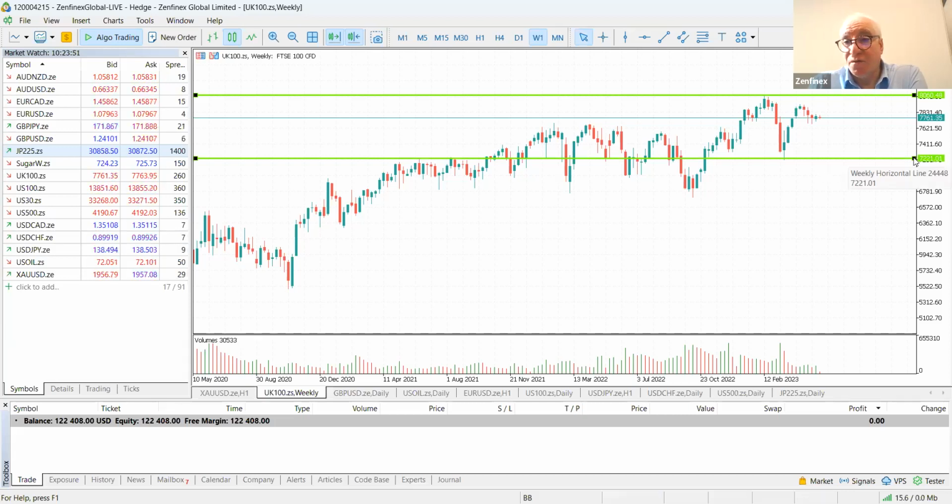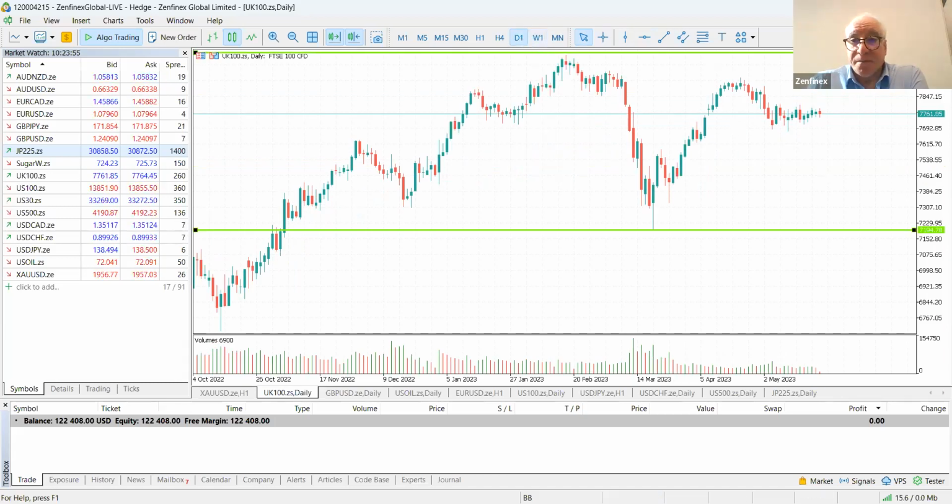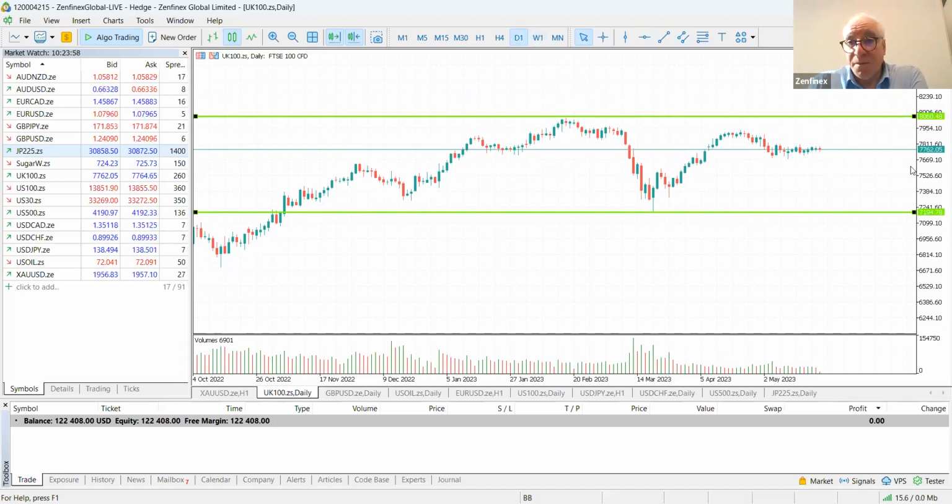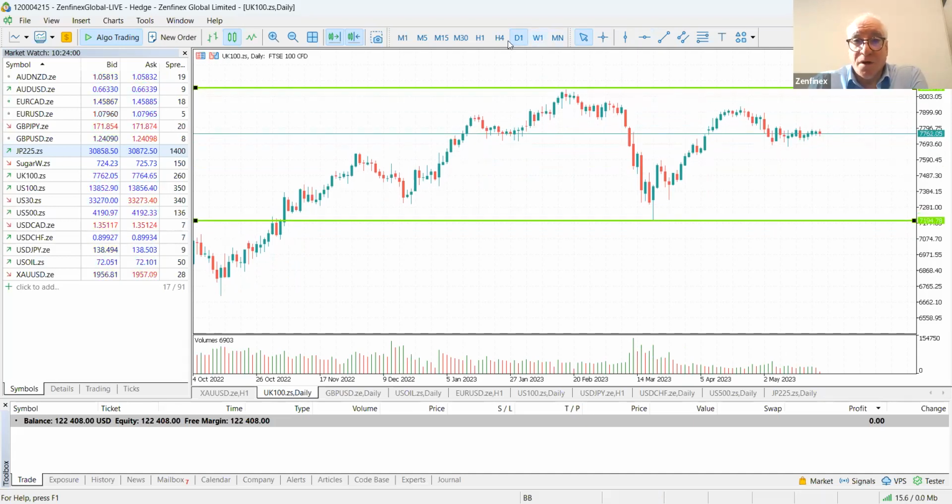Let's leave it at that. It's just a rough guide for now. And then we go down to the daily. So now we have a frame where, from a major weekly perspective, this is our sort of area that we need to focus our energy on.